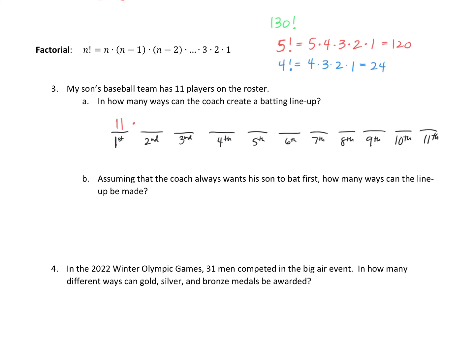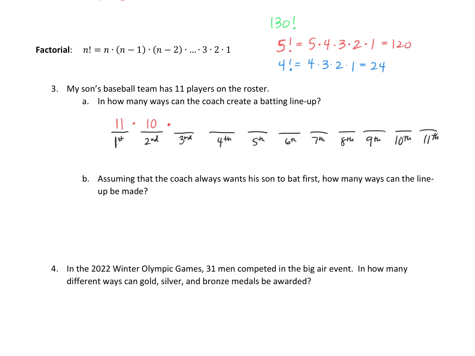All right, second position, the second batter. We've already used one of the kids, right? We already have someone assigned as the first batter. They're not going to repeat themselves, right? They don't get to bat again until they go through the entire lineup. So one child has been used, so now there's 10 left to choose from for the second batter.